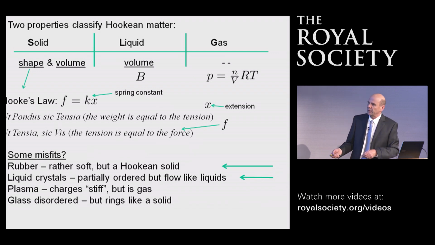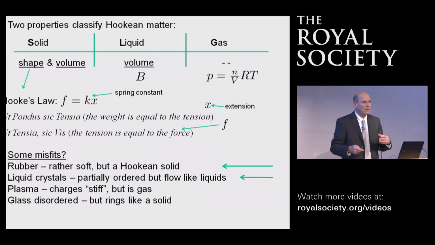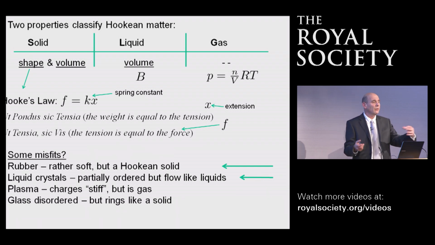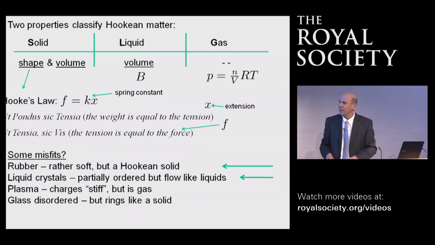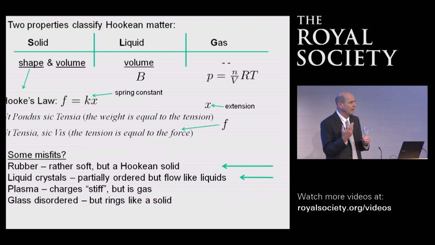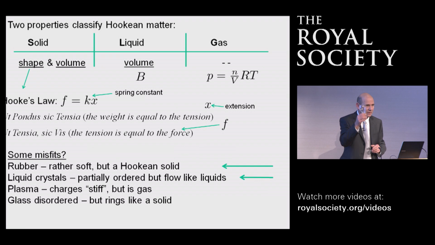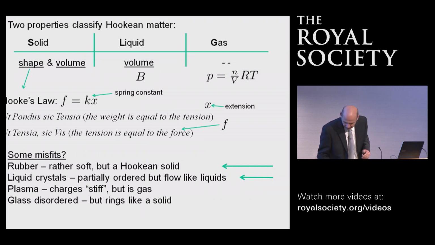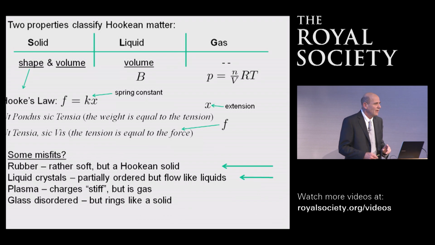There's a plasma, which is a sort of gas of charges, which is stiff in getting the charges back and forth, but it really is a gas. The plasma will flow into a volume, and so it's a gas. And a glass is disordered in some modern sense, which we understand if we understand atoms, but this really is a solid. And it rings in exactly the way that Hooke investigated the ringing of solids 350 years ago. This is a solid.